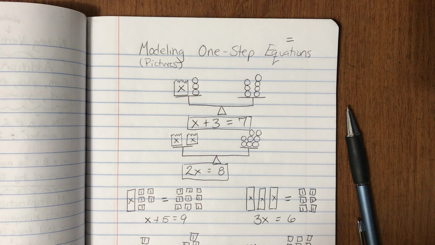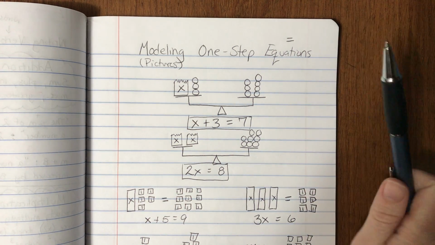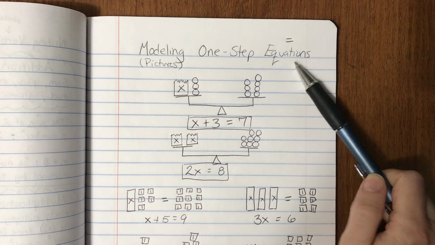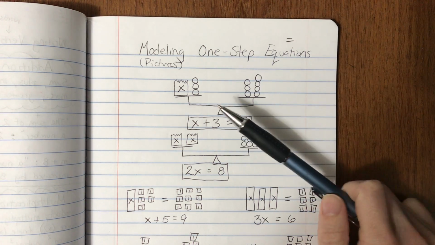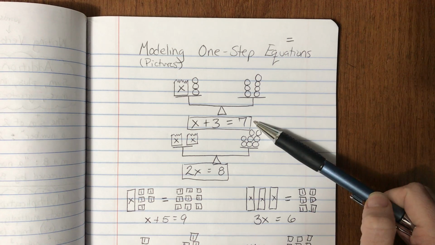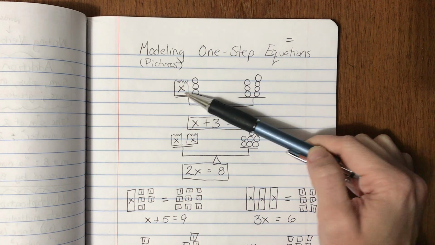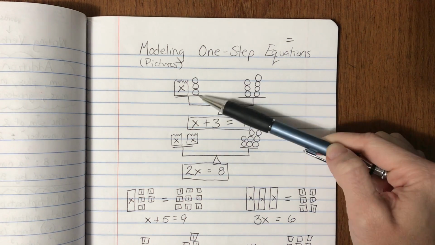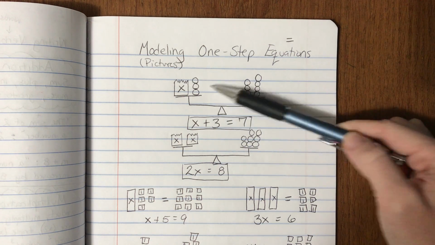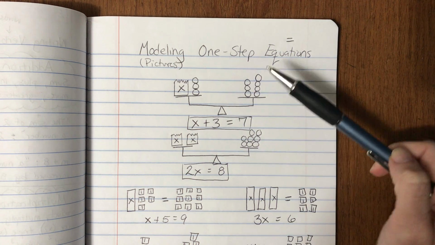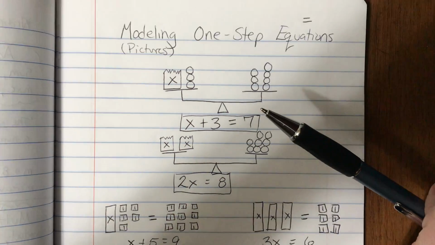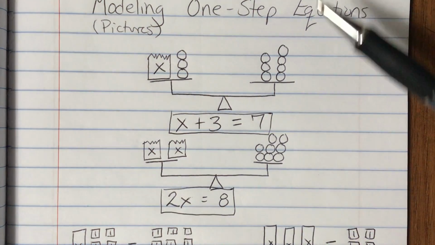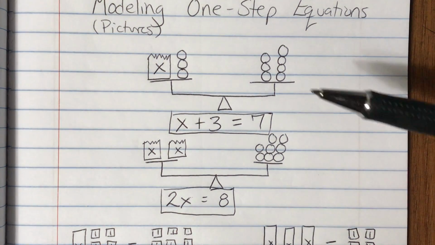Hi, sixth graders. So last week we looked at modeling one-step equations, where you looked at a picture and wrote down an equation based on how many missing objects you see, and then how many other individual objects you saw. And so you practiced doing that. I want us to think about a couple of those pictures really quickly, because today we're going to start solving them.